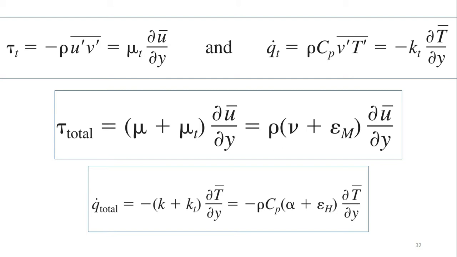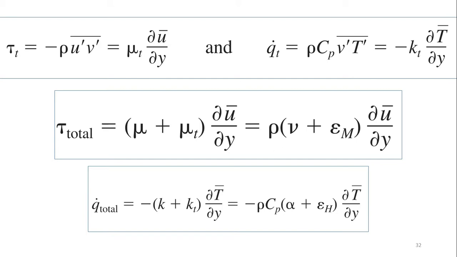So the turbulent wall shear stress is expressed by this relationship, and the turbulent heat transfer can be expressed by this expression. Here, mu t is called the turbulent viscosity, which accounts for the momentum transport by the turbulent eddies, whereas k t is called the turbulent thermal conductivity, which accounts for the thermal energy transport by the turbulent eddies.